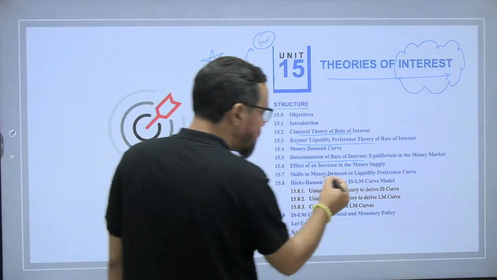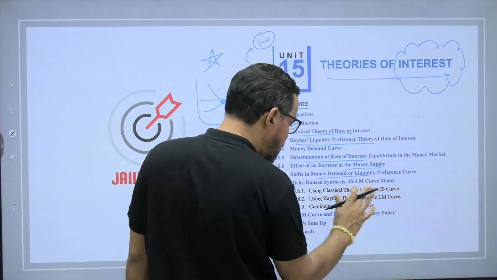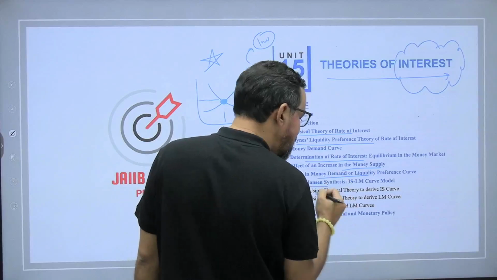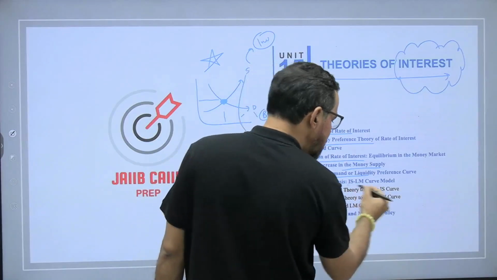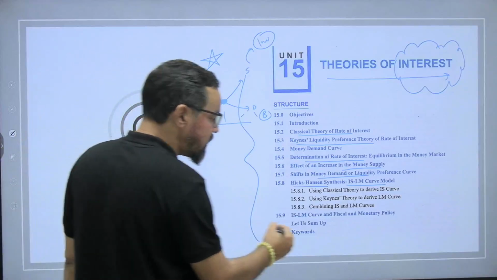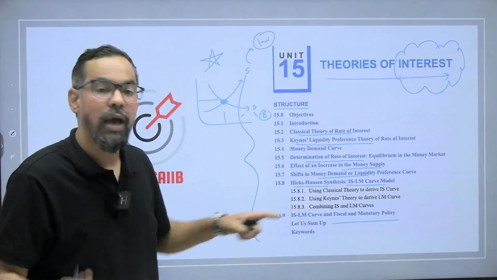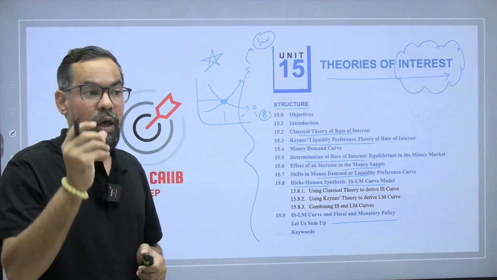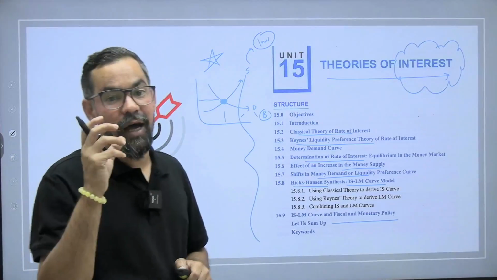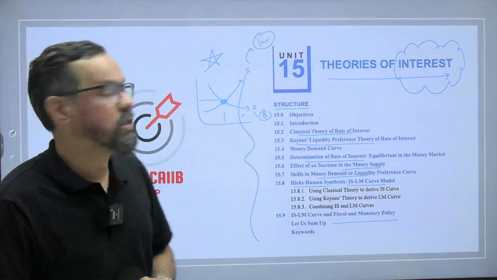Effect of increase in money supply, shift in money demand or liquidity preference curve. Then we have Hicks and Hansen's synthesis, which is also known as the IS and LM curve, right? Then we have IS and LM curves and fiscal and monetary policy. Basically, we use the IS and LM curve to decide the rate of interest in fiscal policy and the money supply in monetary policy, right?